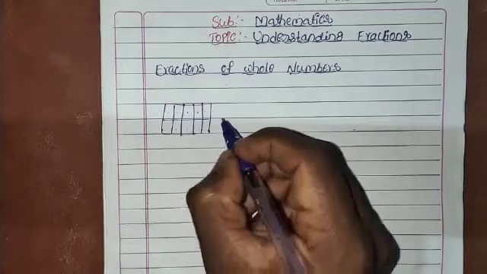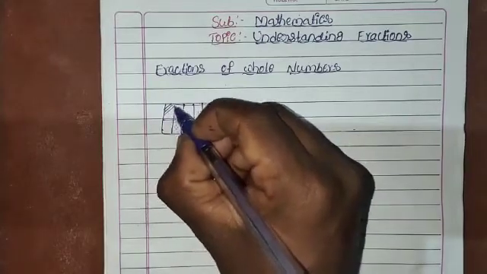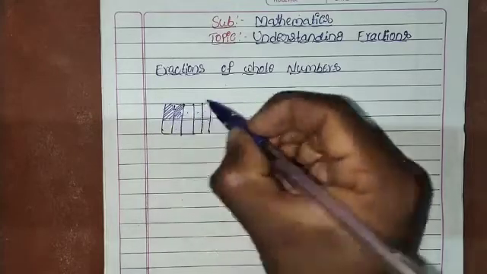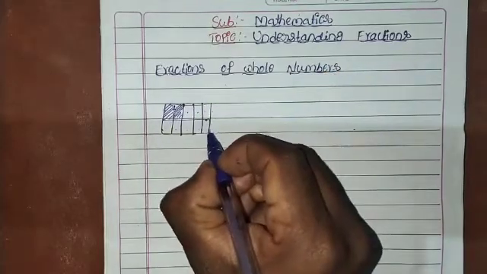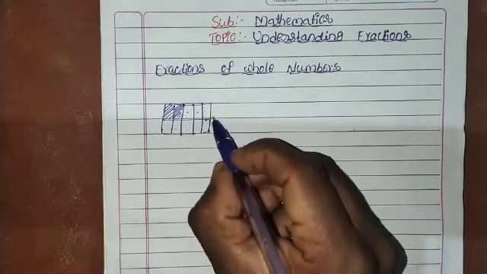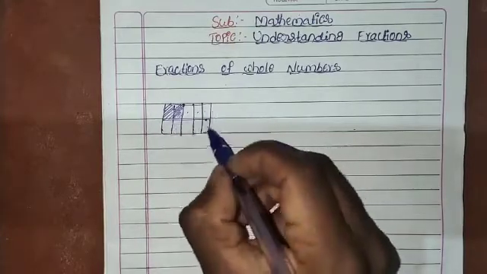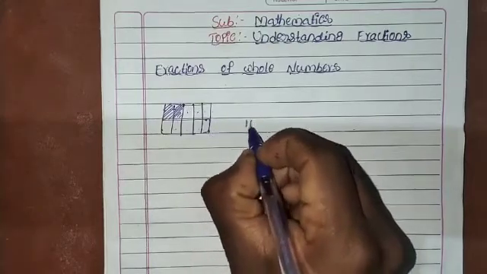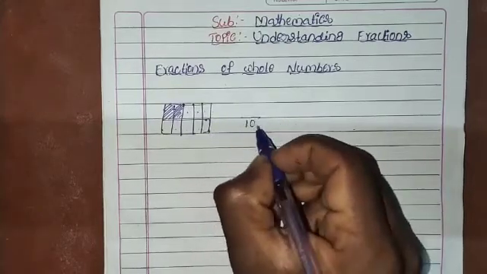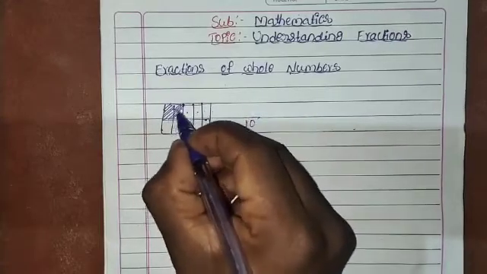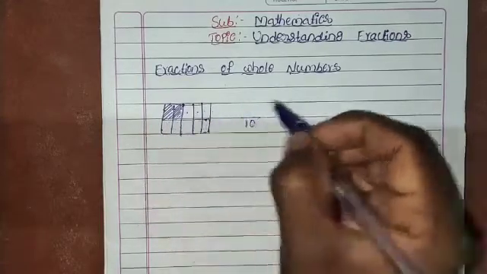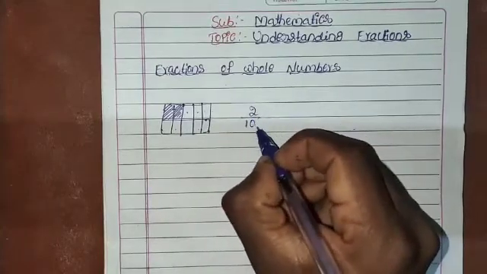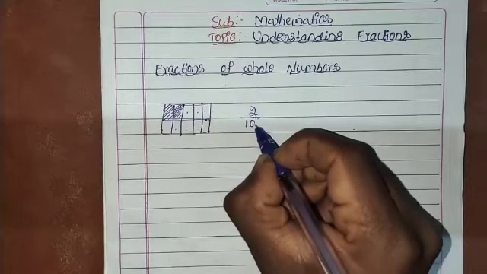Among these 10 parts I shaded two parts. How can we represent it as a fraction? We know that a fraction means a part of a whole, and whole means the entire box. The entire box is divided into 10 parts. Among these 10, how many parts did we shade? Two regions. So 2 by 10. This is a part of a whole, two parts among the 10.